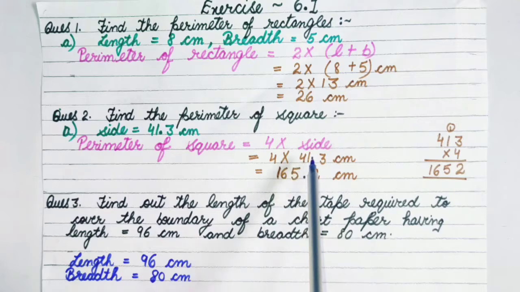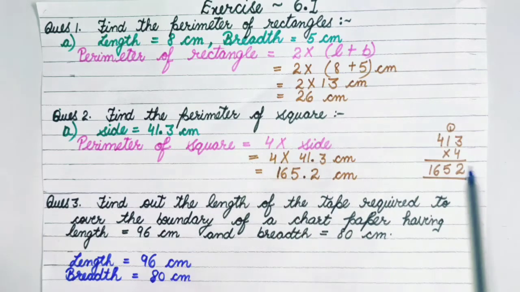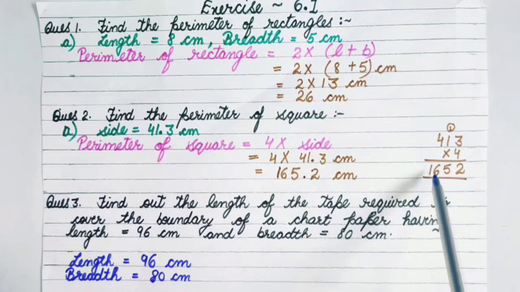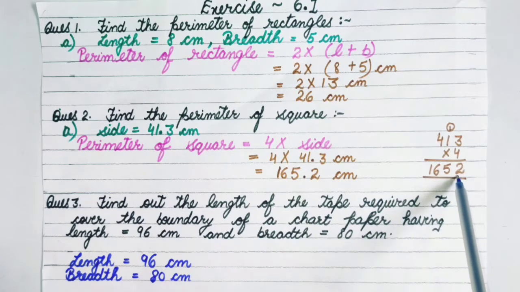Now we have to do the multiplication. Class, learn this thing while doing the calculation in case of decimals. Ignore the decimal. When we are multiplying decimal numbers, ignore the decimal while doing the calculation. See, here I have considered 413, and we will multiply it by 4. When we multiply, we will get the answer 1652.